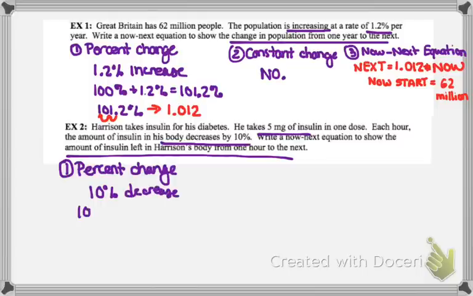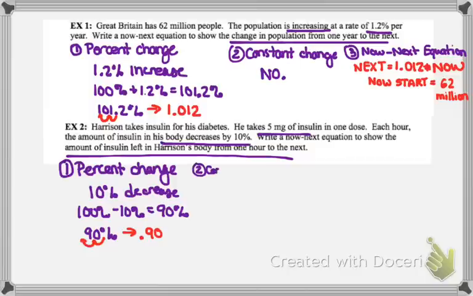Because it's a decrease, we know we start off with our 100% and we subtract that 10% to get 90% as the number we'll want to use. In his body, there's always 90% of the insulin after each hour. Then we want to convert that 90% to a decimal so that we can use it with a number. So I move my decimal 2 places, and that becomes 0.90, or just 0.9 would be fine also. Now we look and see if there's a constant change. And there is no constant change here. Again, there's no number that it would be going up or down by each hour. So we're ready right away to write our now next equation.